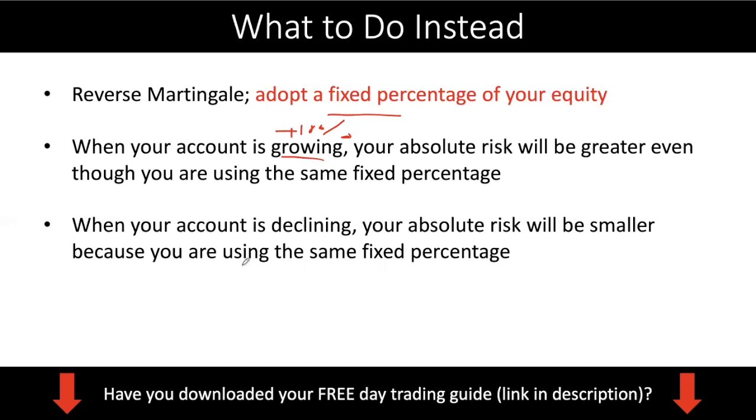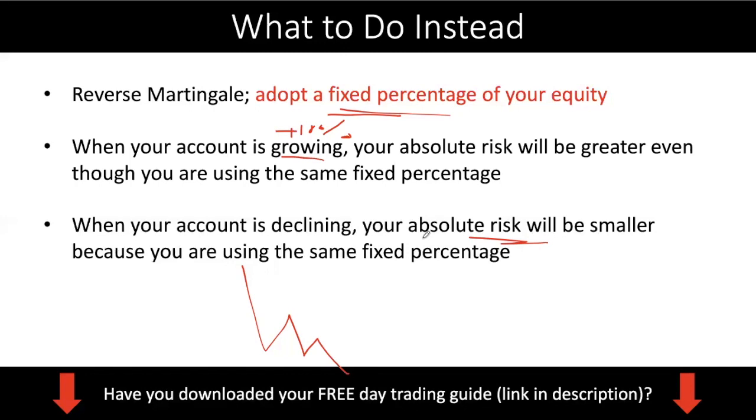Let's say your account is declining, your equity curve is dropping. You want to risk less, because when your account is dropping, that means that you're not trading well. For some reason, it could be the market condition is not conducive, or maybe you didn't have a good sleep, or maybe you are going through something psychologically, like a breakup, that is affecting you and you cannot trade properly. In this kind of scenario, you want to keep your risk smaller. So when you use this fixed percentage of your equity, when your equity curve is declining, your absolute risk, meaning the absolute dollars you risk per trade, will be smaller because you are using the same percentage of your smaller account.